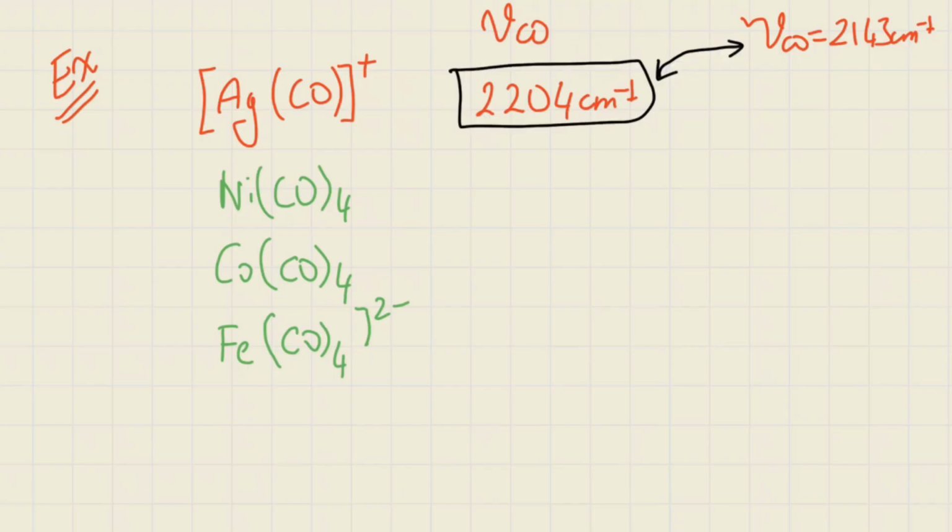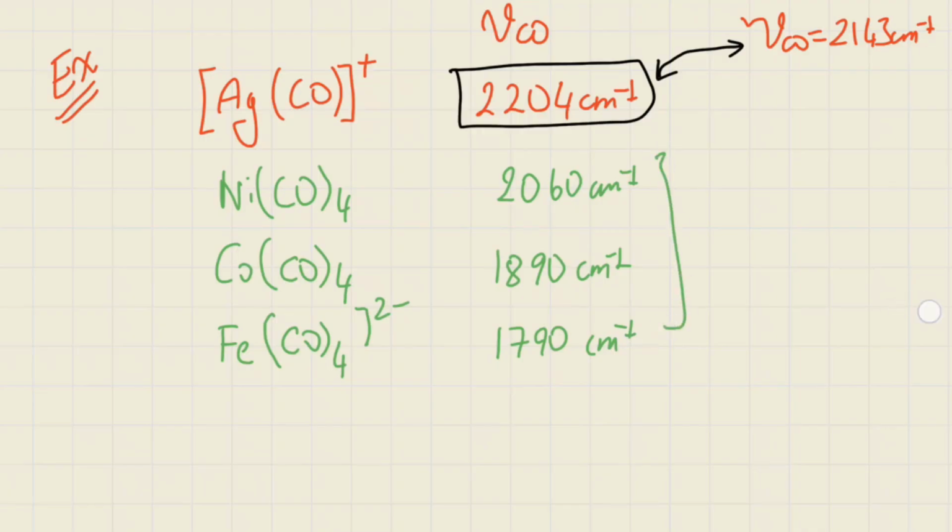And for the nickel complex it is 2060. For the cobalt it is 1890, and for the iron it is 1790 centimeter minus 1. So there is a back donation here, of course, or the pi accepting ability.